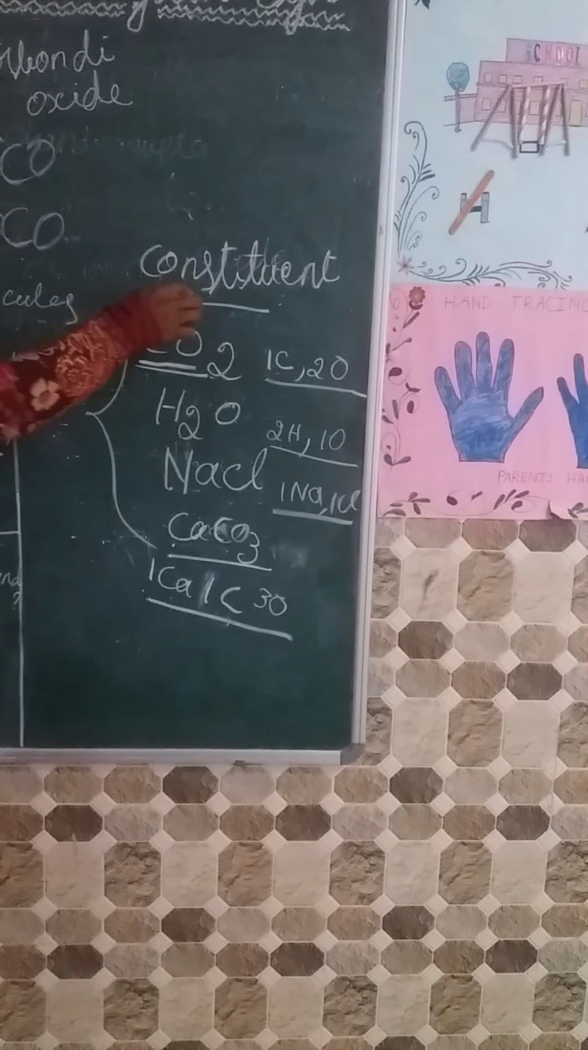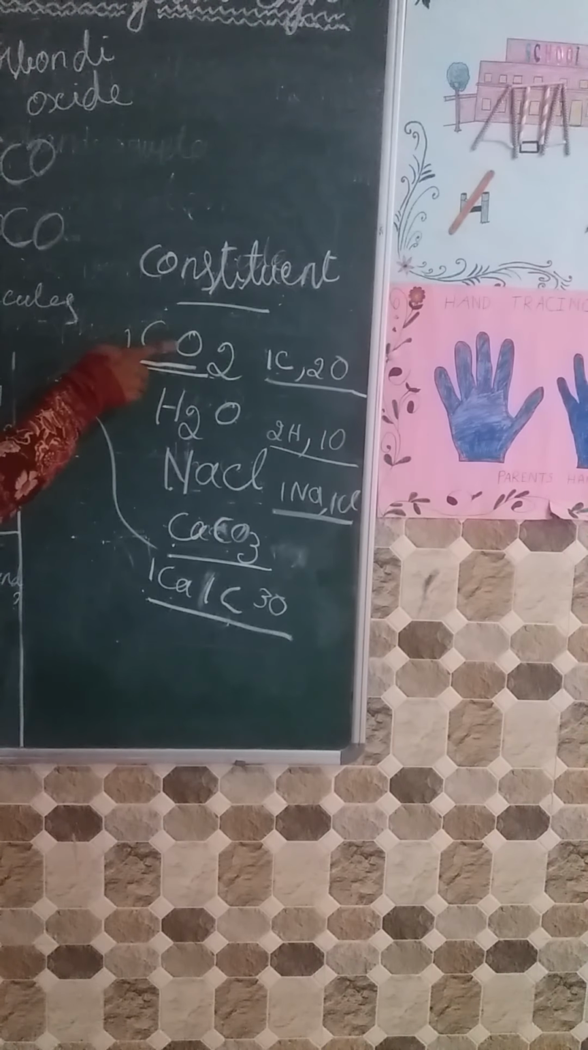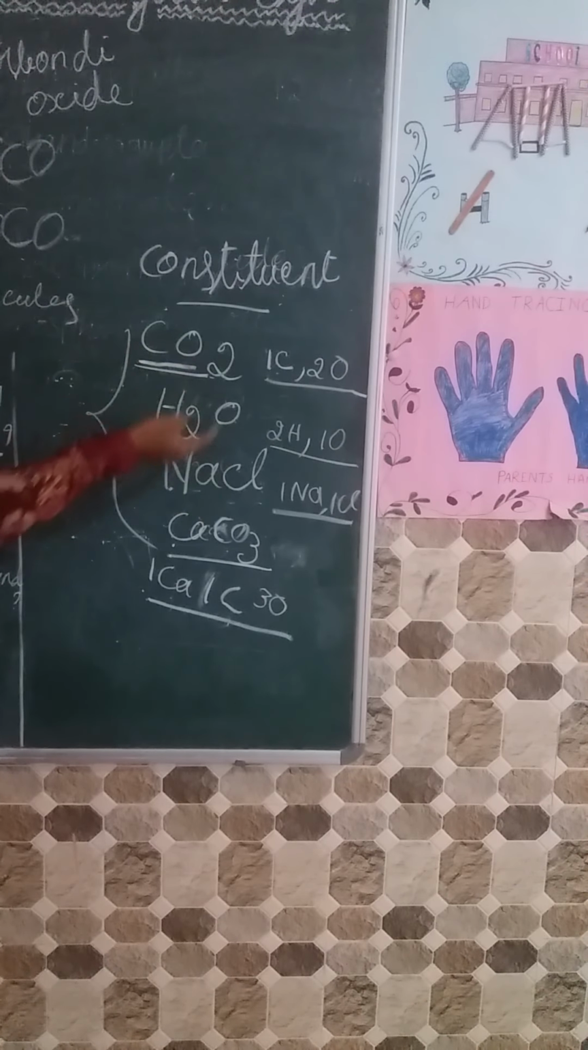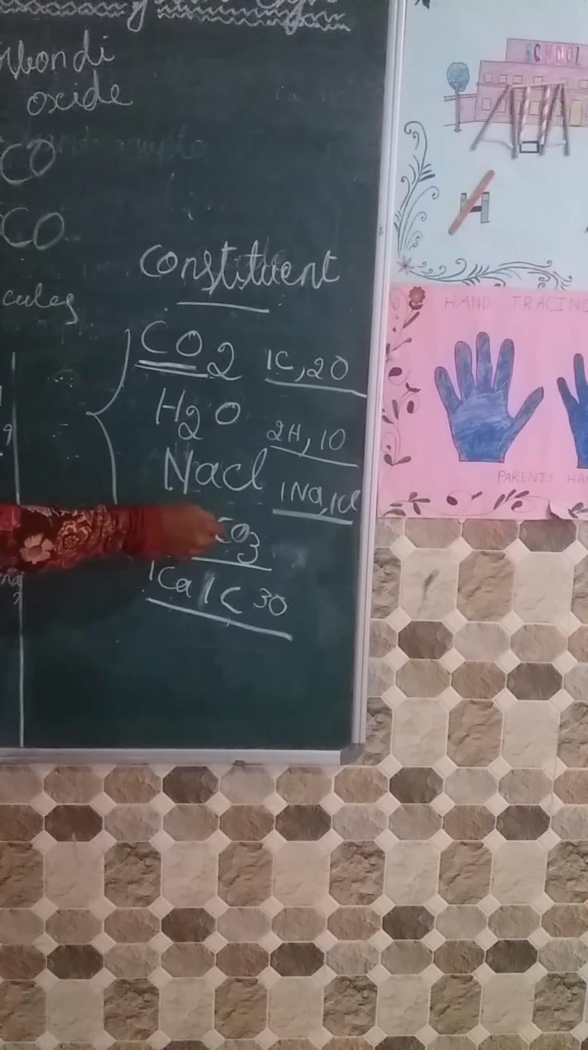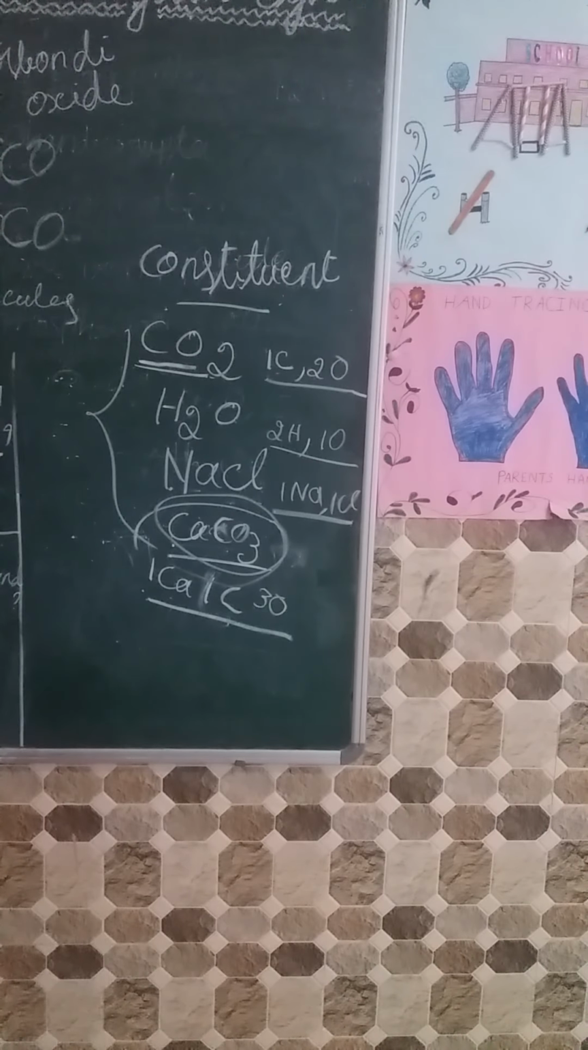So you know now what is constituent? The number of elements present in the compound, that is the constituent. What are the elements present here first? Carbon and oxygen. How many? One carbon and two oxygen. Here two hydrogen and one oxygen. In sodium chloride, only one sodium and one chlorine. Here one calcium, one carbon, three oxygen. So this is the constituent of the element.